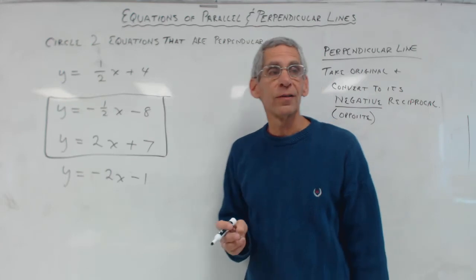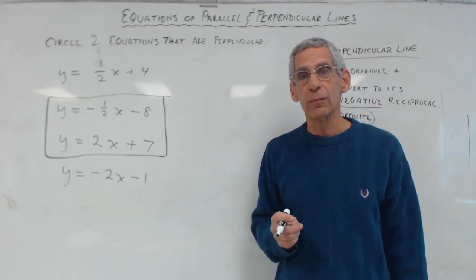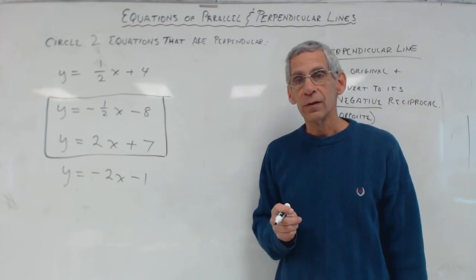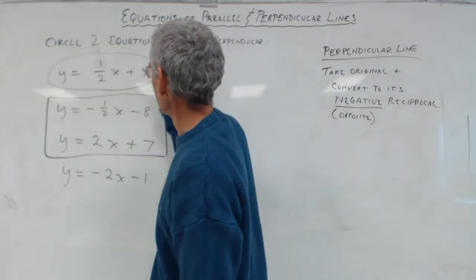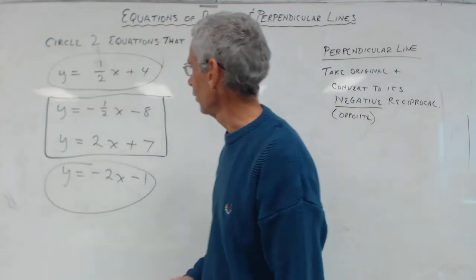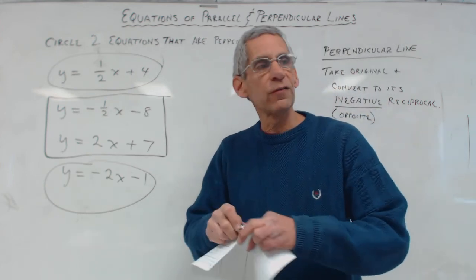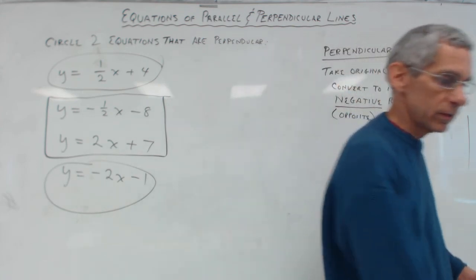All right. Are there any other equations that are perpendicular? Yes, the top and the bottom, because negative 2 over 1. Those two are perpendicular, right? Okay, so that sounds good. Do you guys feel like you have a good understanding of it? Okay, awesome. I'm going to stop the lecture.